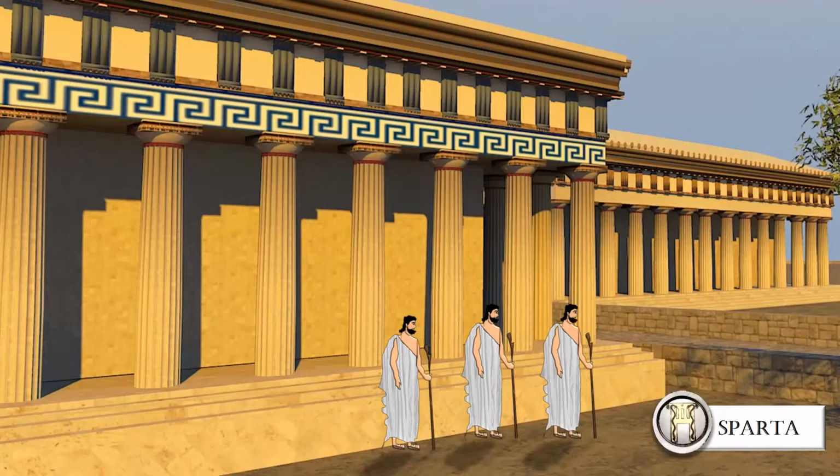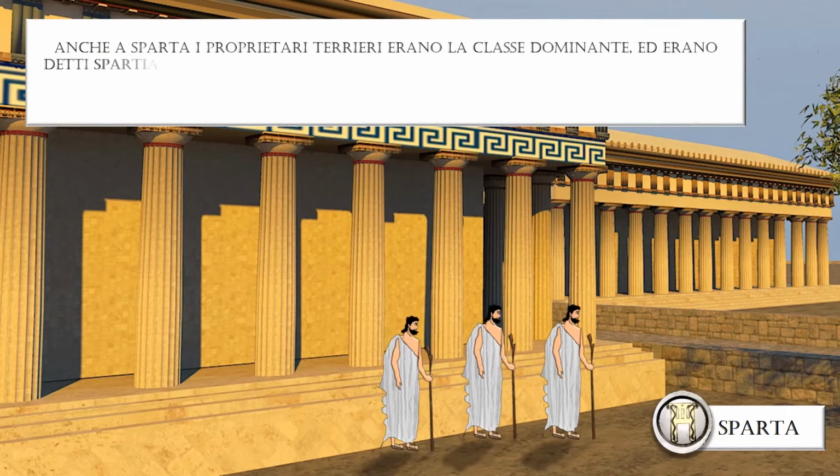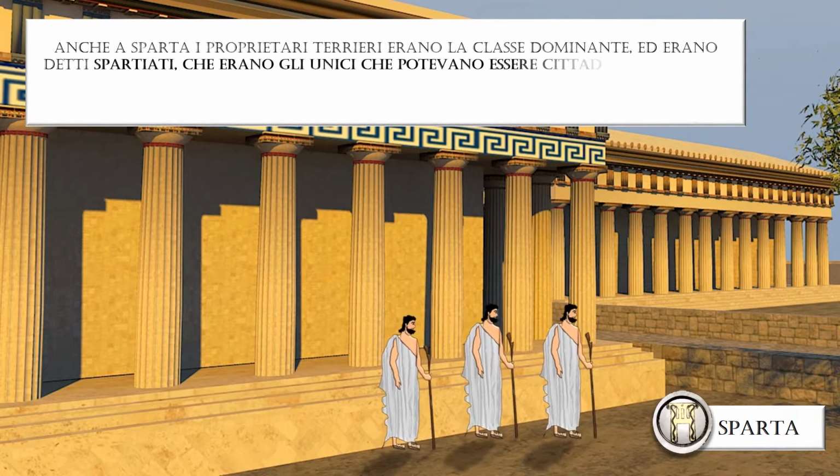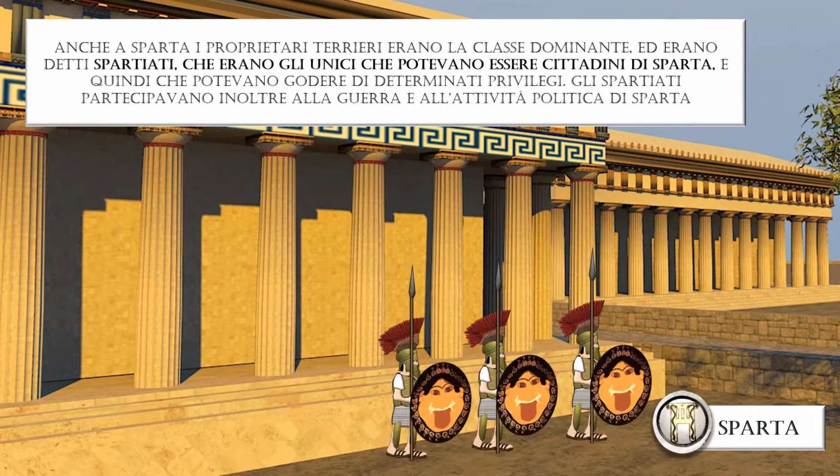Also in Sparta, landowners were the ruling class and were called Spartiates, who were the only ones who could be citizens of Sparta and thus could enjoy certain privileges. Spartiates also participated in Sparta's warfare and political activity. Let's look at the social classes in detail.